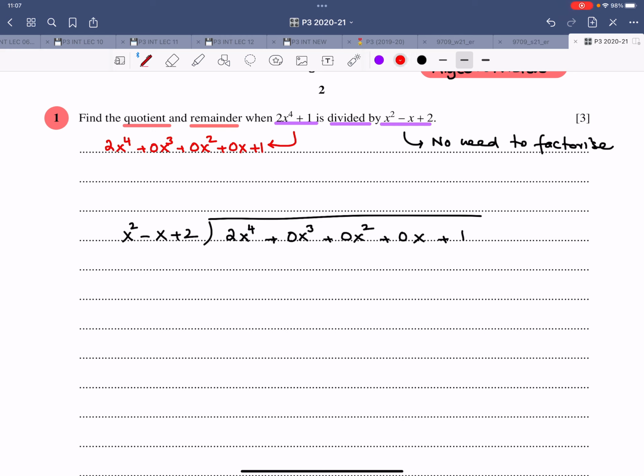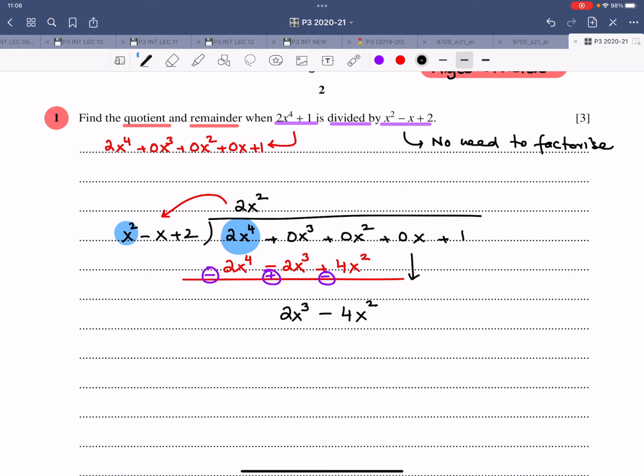Now take the highest term, which is 2x4, and divide. So therefore this becomes 2x square. Multiply this 2x square with every term in the divisor. So that is 2x power 4 minus 2x cube plus 4x square. That's the first step. Change the sign and add. So the x power 4 term cancels out. You are left with 2x cube minus 4x square.